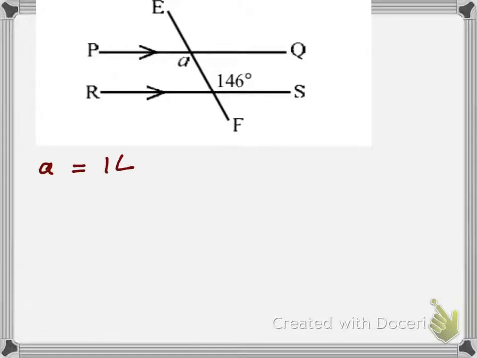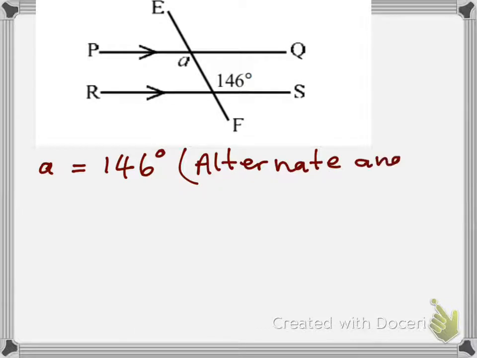Right, let's say you are given two parallel lines and a transversal line, right? And then they say find the value of A. So in this case, it's simple. We can say A is equals to 146 degrees, and we have to write the reason. The reason here being that A and 146 are alternate angles. And what you must know is that alternate angles are equal, right?